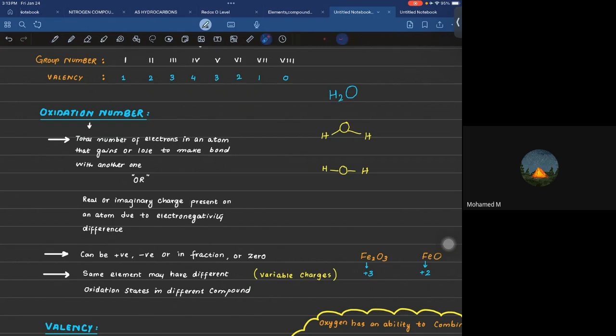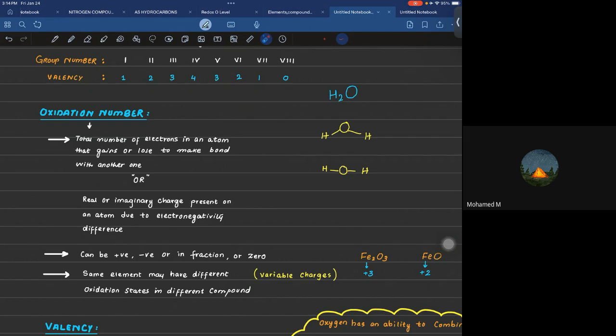You can check that oxygen is in group 6 of the periodic table. And what is the valency for group 6? You would say 2. So the combining capacity of oxygen is 2. This is the reason oxygen always makes two bonds with other elements.